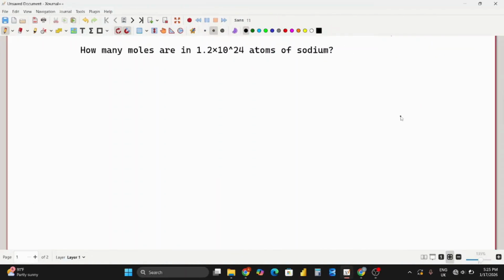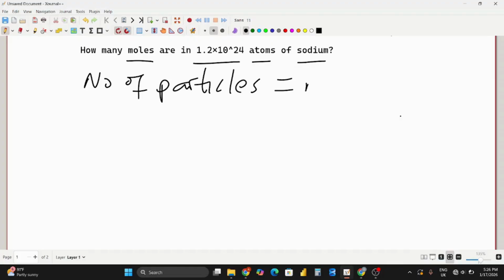Now let's take a look at another question. How many moles are in 1.2 times 10 raised to the power 24 atoms of sodium? Now, looking at this question closely, we are going from number of particles to moles, and in this context all we have to do is to divide by the Avogadro's number, which is 6.02 times 10 raised to the power 23.